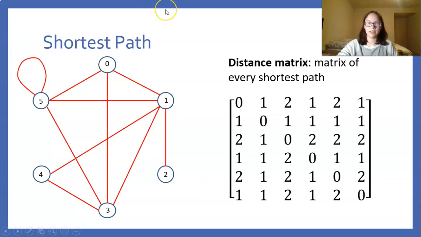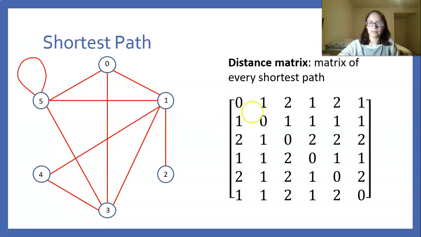And so we can record these shortest paths into a distance matrix, which looks kind of similar to an adjacency matrix, but it represents something different. So we record the paths from nodes.